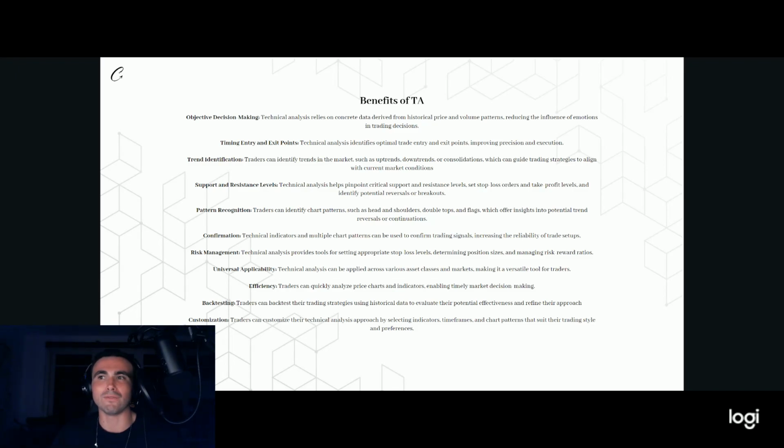Universal applicability. Technical analysis can be applied across various asset classes and markets, making it a versatile tool for traders. Efficiency. Traders can quickly analyze price charts and indicators, enabling timely market decision making. Backtesting. Traders can backtest their trading strategies using historical data to evaluate their potential effectiveness and refine their approach. Customization. Traders can customize their technical analysis approach by selecting indicators, timeframes, and chart patterns that suit their trading style and preferences.